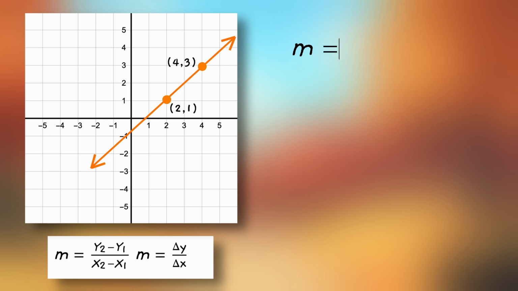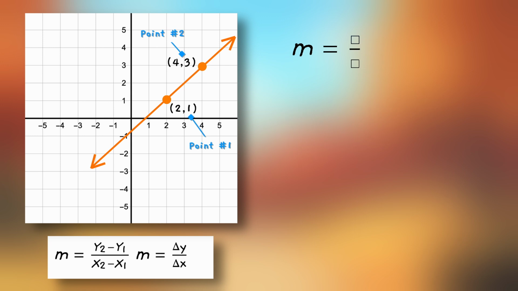And the way we do this is we just have to designate one of these points as point 1 and another one as point 2. And once you do that and you stick to it, you'll be perfectly fine. Let's call this point number 1, and we'll call this one point number 2.